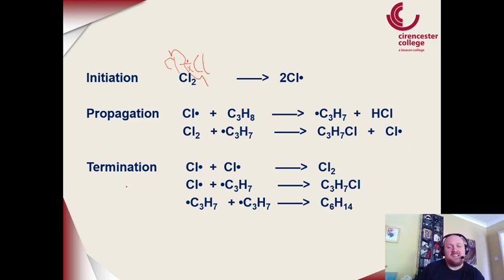Termination is, as it says, the end of the reaction. We have two chlorine radicals here. They react together, or we have a chlorine radical and a propyl radical reacting together. Or we have two propyl radicals making some hexane.